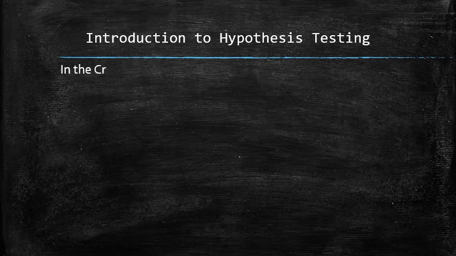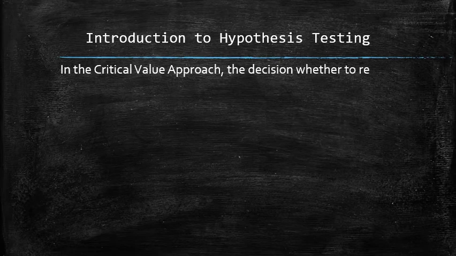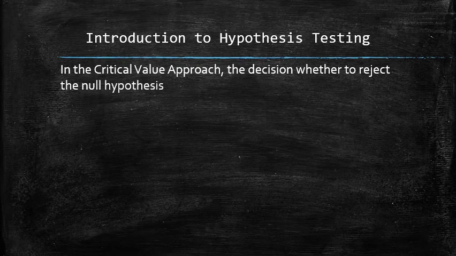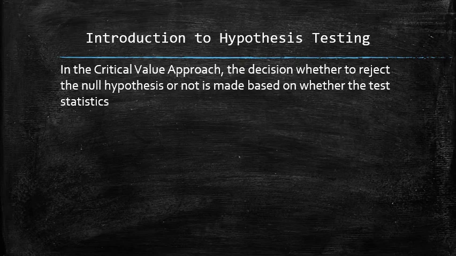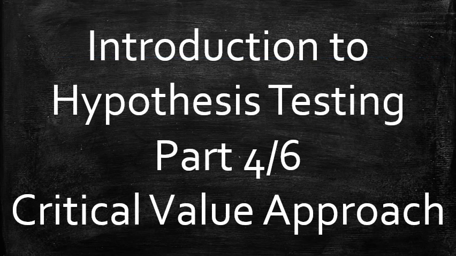In the critical value approach, the decision whether to reject the null hypothesis or not is made based on whether the test statistic is in the rejection region or not. We just discussed the critical value approach, which utilizes the idea of a rejection region to determine whether the test statistic is too far from the expected value.